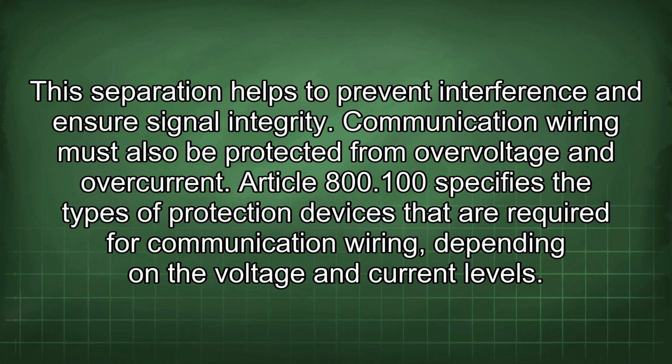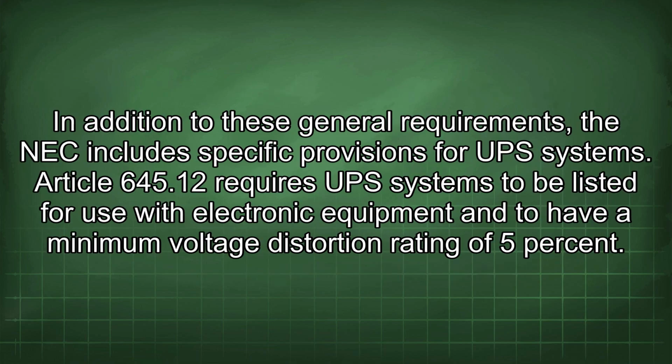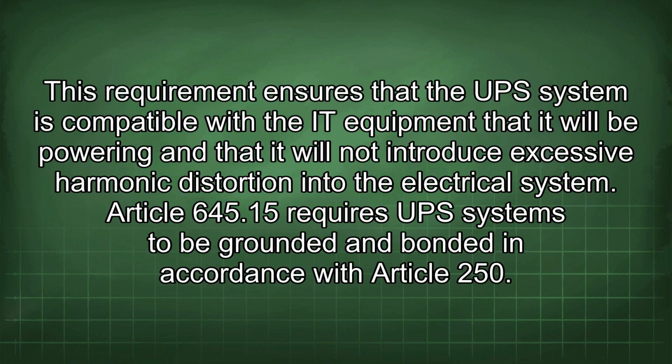Communication wiring must also be protected from overvoltage and overcurrent. Article 800.100 specifies the types of protection devices that are required for communication wiring, depending on the voltage and current levels. In addition to these general requirements, the NEC includes specific provisions for UPS systems. Article 645.12 requires UPS systems to be listed for use with electronic equipment and to have a minimum voltage distortion rating of 5%. This requirement ensures that the UPS system is compatible with the IT equipment that it will be powering and that it will not introduce excessive harmonic distortion into the electrical system.